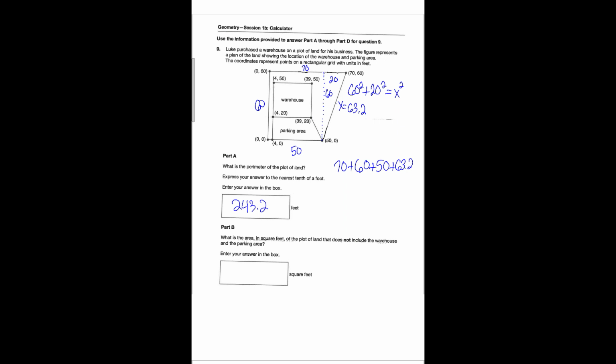Part B is asking for area. You have to remember the formulas for area. So I'll be making another video in just a second for part B.